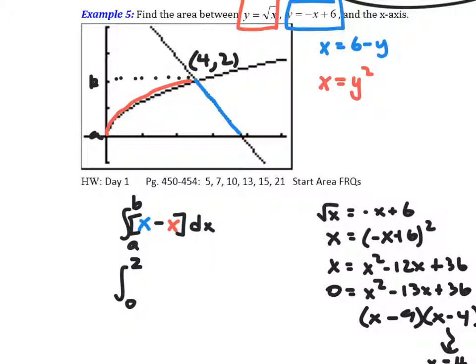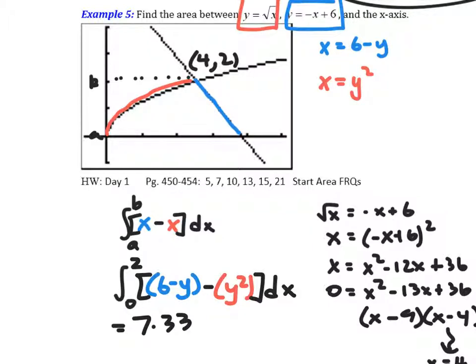Alright, so I'm going to integrate with respect to y now of 6 minus y minus y squared. And you can plug it right into your calculator just like that. And you should get for your area under the curve to be 7.333. Okay, let's say that just totally blew your mind. You didn't like it at all.